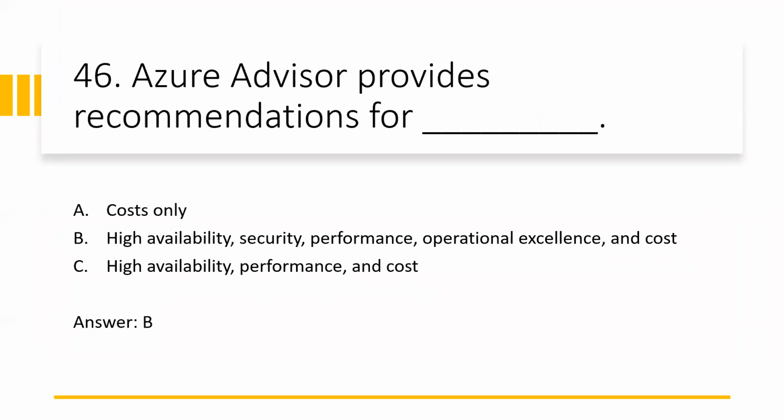So when you log into the Azure portal, you can type Azure Advisor in the search option. Once you see that, click on it, and it gives all these recommendations: high availability, security, performance, operational excellence, and cost. You can either choose these recommendations or ignore them. But if you follow those recommendations, it helps you get better performance, security, operational excellence, and cost. Option B is the right answer.